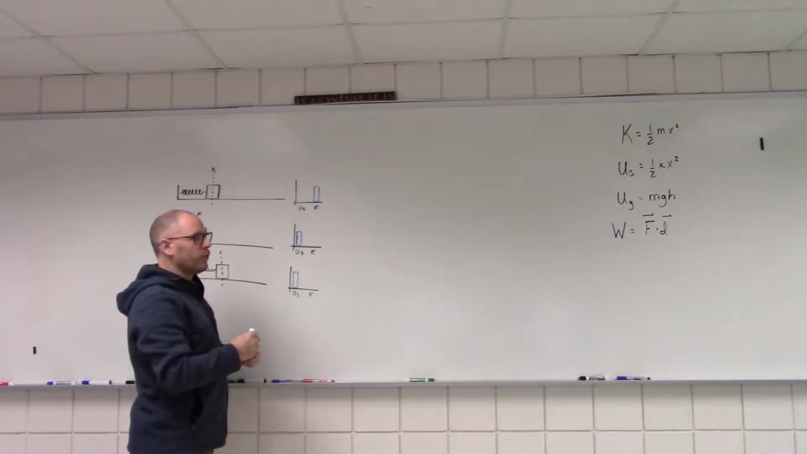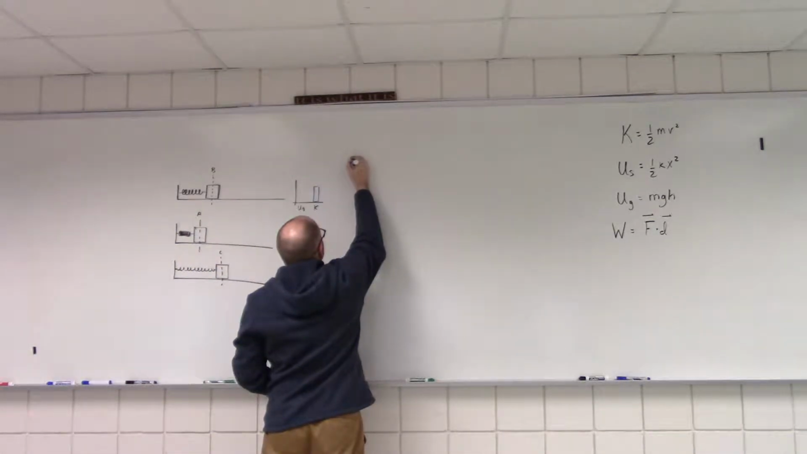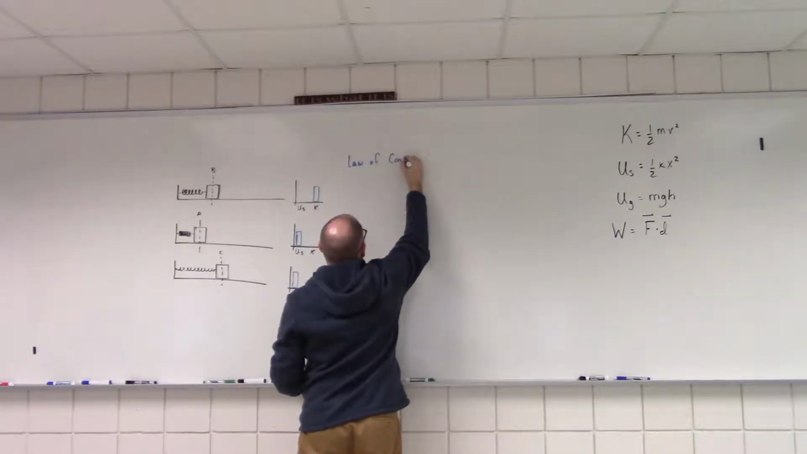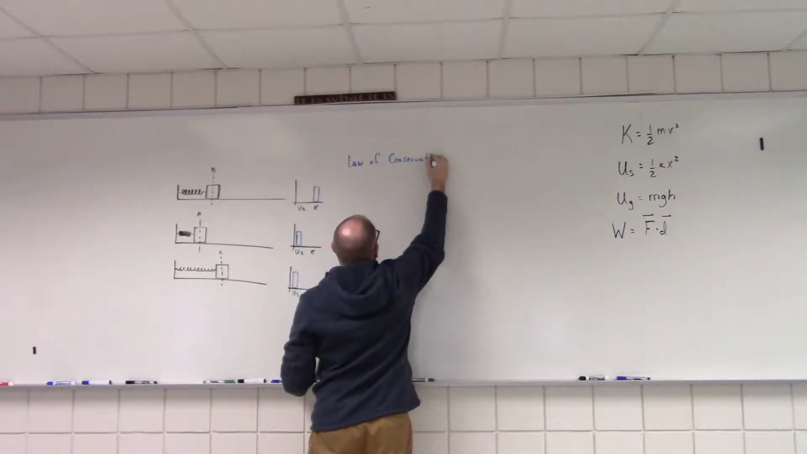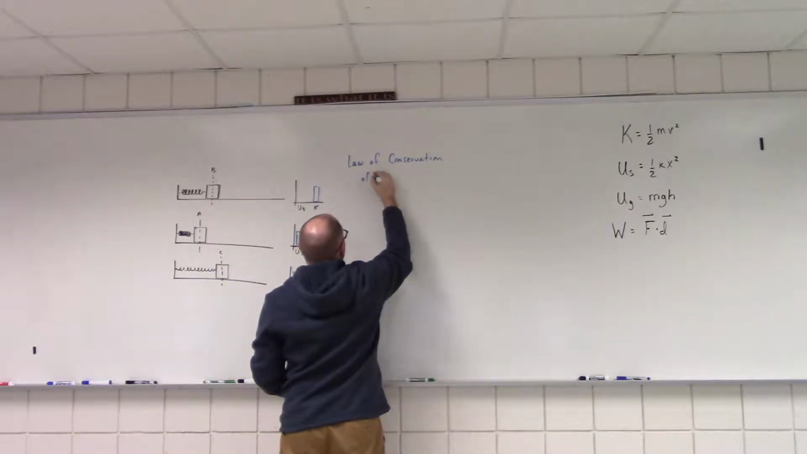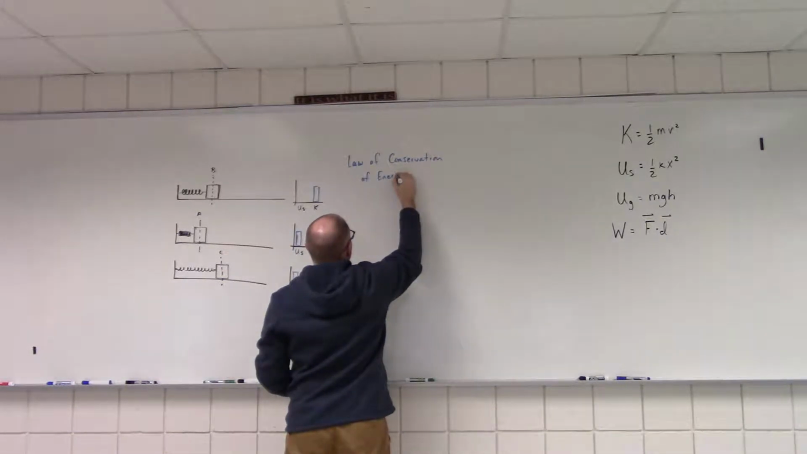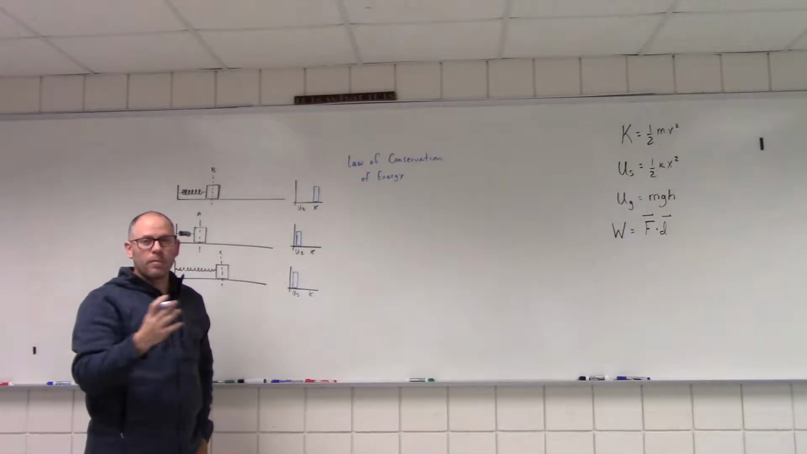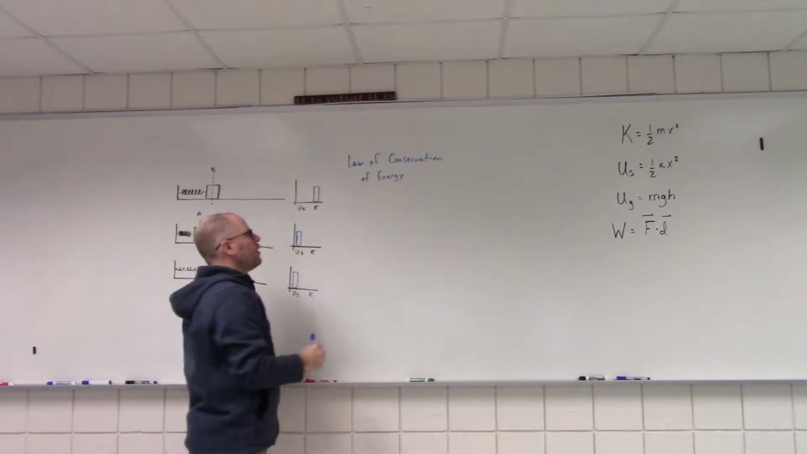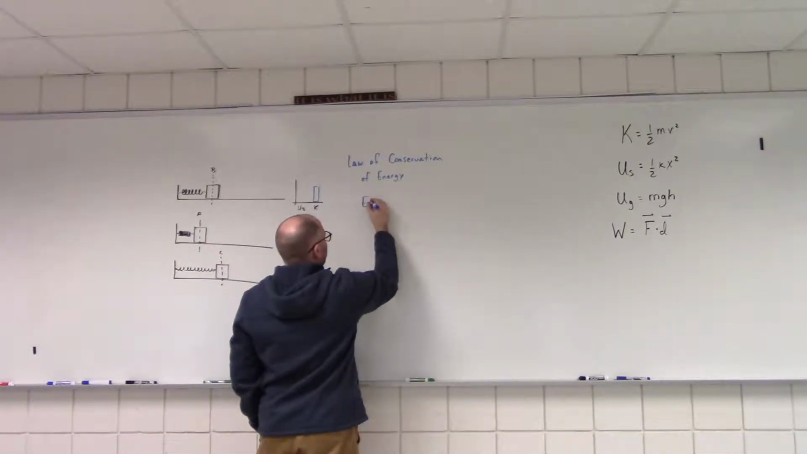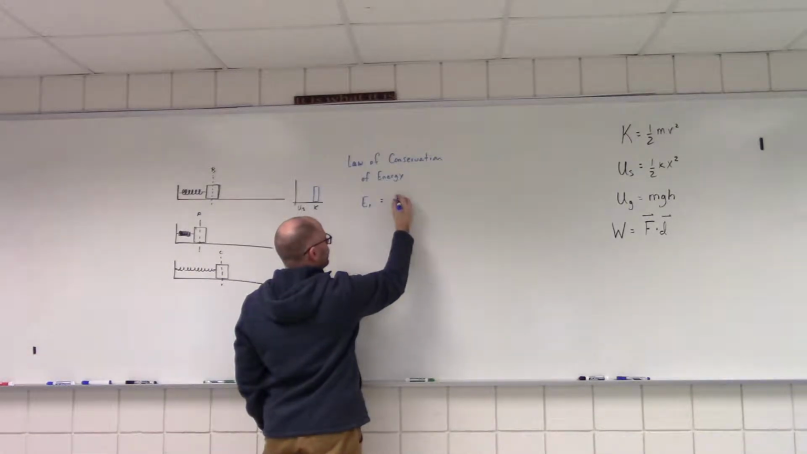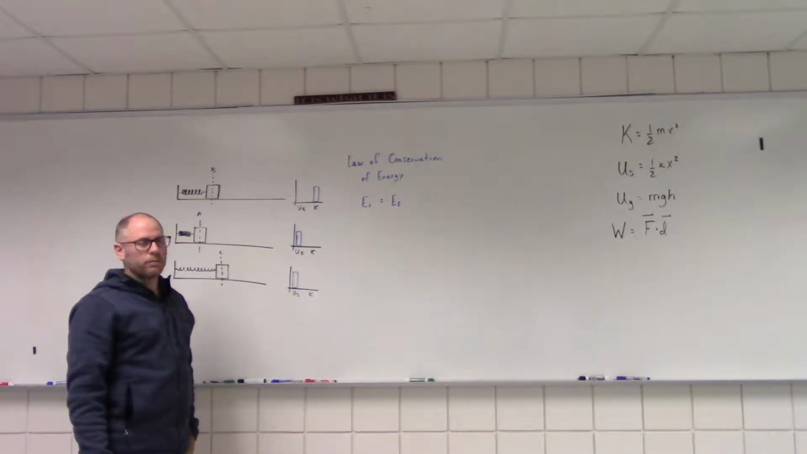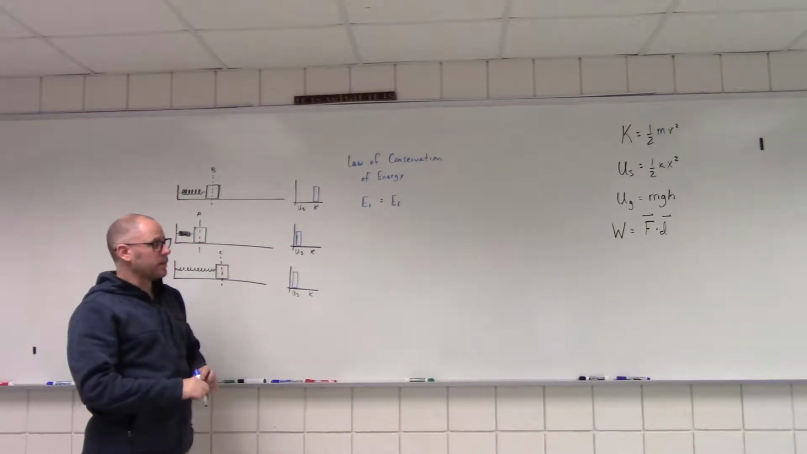And so we have a rule for this. It's called the law of conservation of energy, and that means that the total amount of energy stays the same. So we can say that the initial energy, for example, is equal to the final amount of energy. And that's one way to express this.